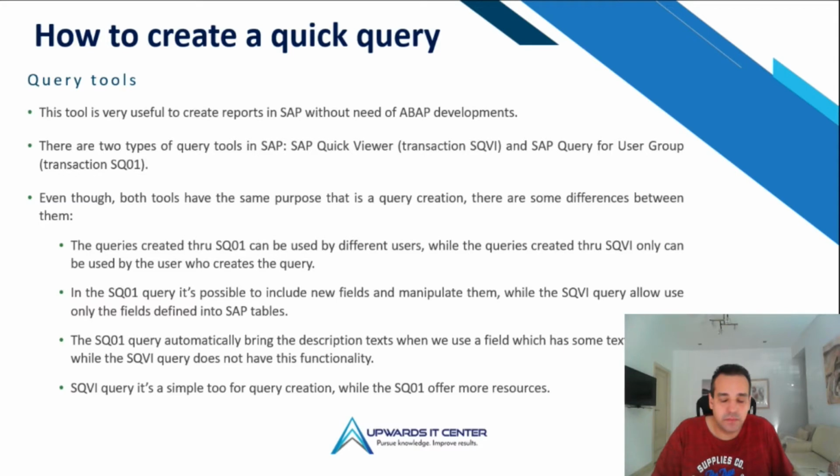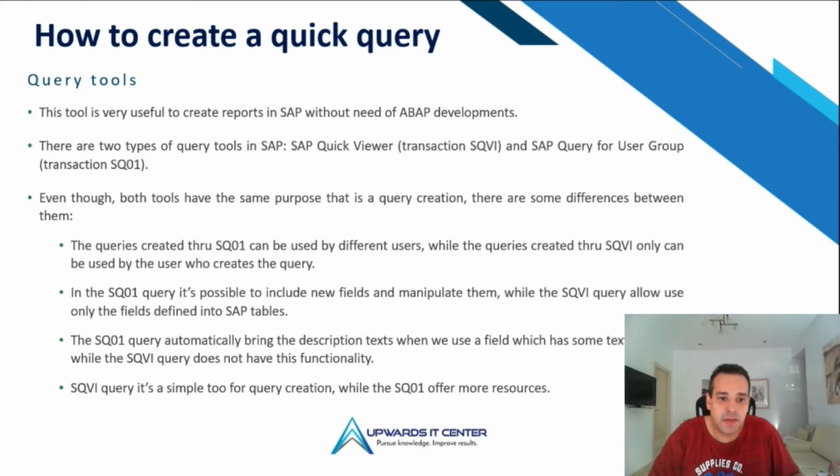Basically, the difference between these tools is that the SAP Quick Viewer is more for a quick extraction that you have to send to your users or to some business requester. You don't have time to create something very sophisticated. You just need to send the extraction of a join of two or three tables. And the SAP Query for User Group is more for when you want to make this report available for the users for the day-by-day activities.